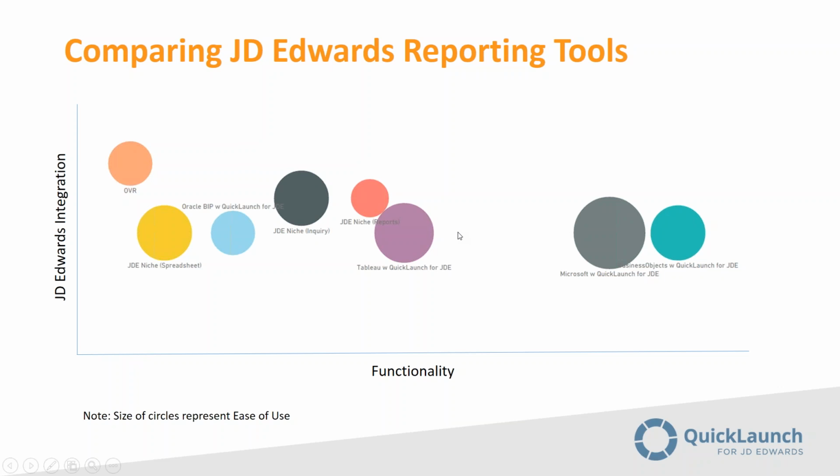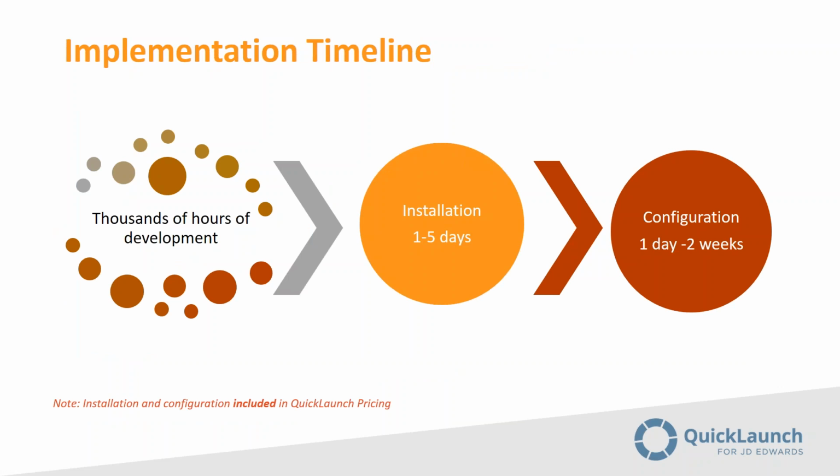The size of these circles was based on ease of use, by the way. We spent thousands of hours building this Quick Launch to be installed in a matter of days. If you're buying a couple of modules and direct connect PowerPivot, within a day you could get something. If you're doing 10 modules of our enterprise data warehouse, it could be a couple of weeks. But it's not months or a huge effort, and all of our offerings include the installation.